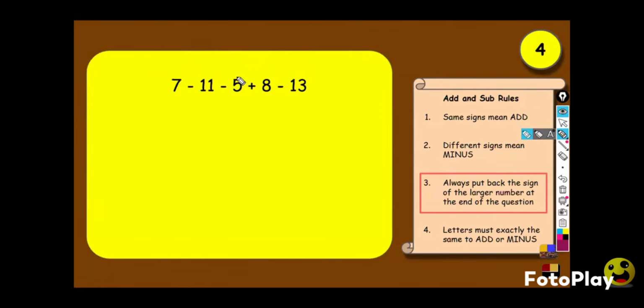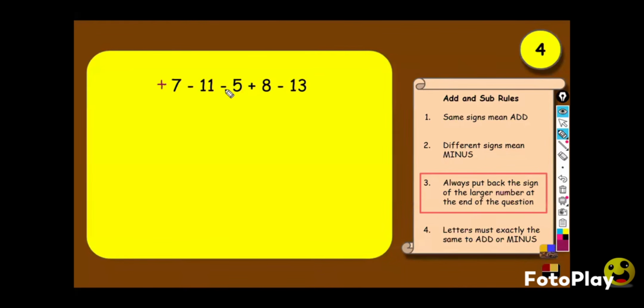This 11 is a minus. This 5 is a minus because we look to the left. This 8 is a positive. This 13 is a minus. The 7 is missing its sign. I want you to write in that positive. Remember, if you look to the left and you don't see a sign, it is automatically, by default, positive. Write it in.